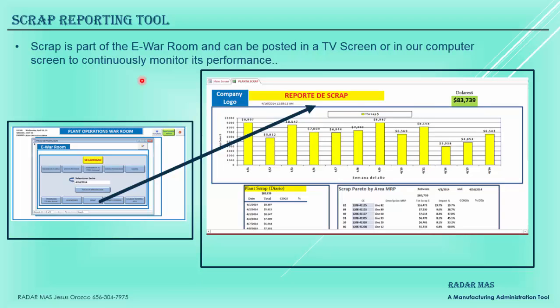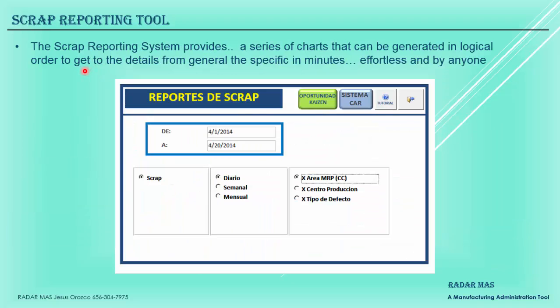Scrap is part of the war room and can be posted on a TV screen or on our computer monitor to continuously receive updates of our performance. By clicking on the war room and the scrap option, now we can get our war room scrap report. The scrap reporting system provides a series of charts that can be generated in a logical order to get the details from general to specific in minutes, effortlessly and by anyone in the organization.